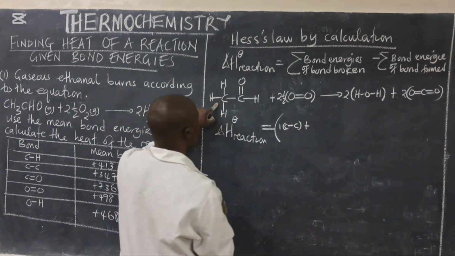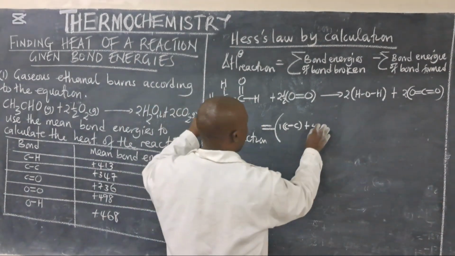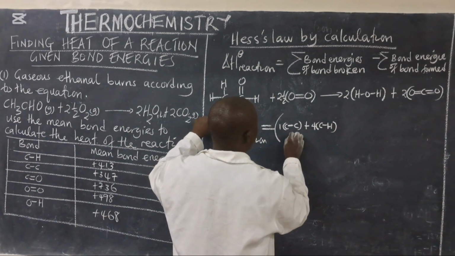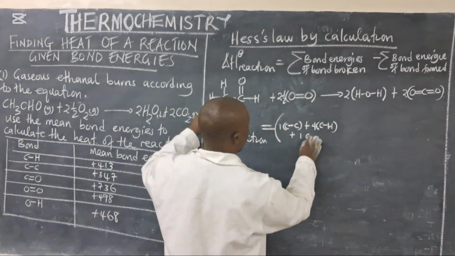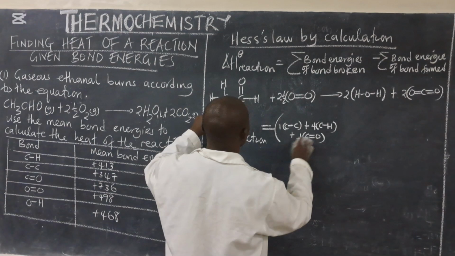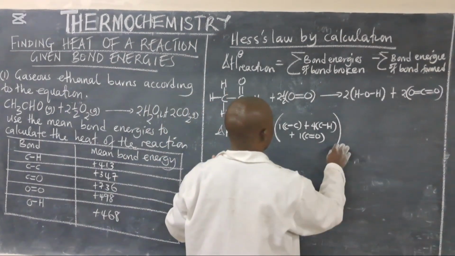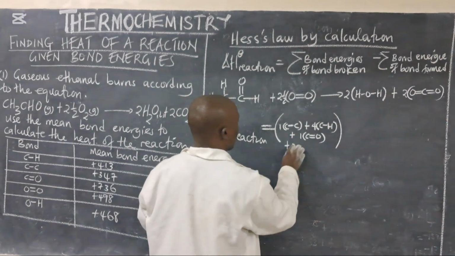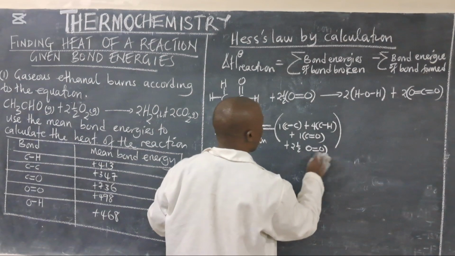Then I'm going to add, I have 1, 2, 3, 4. Then I have 4 carbon to hydrogen bonds. Then plus, what do I have there? I have one of this bond here, carbon to oxygen bond. I have only one. Then I'm also going to add 2.5 of oxygen to oxygen double bond.